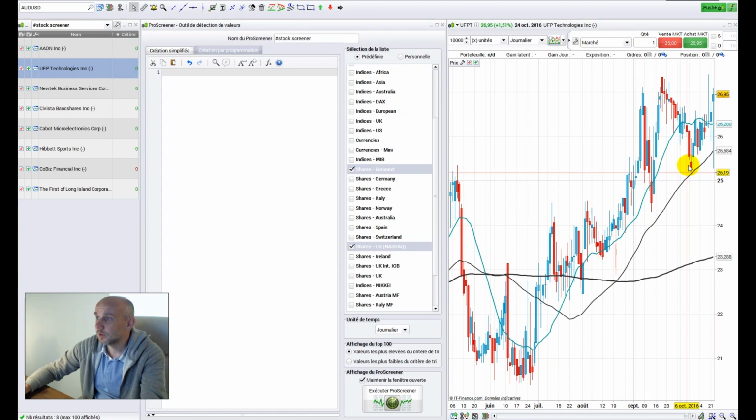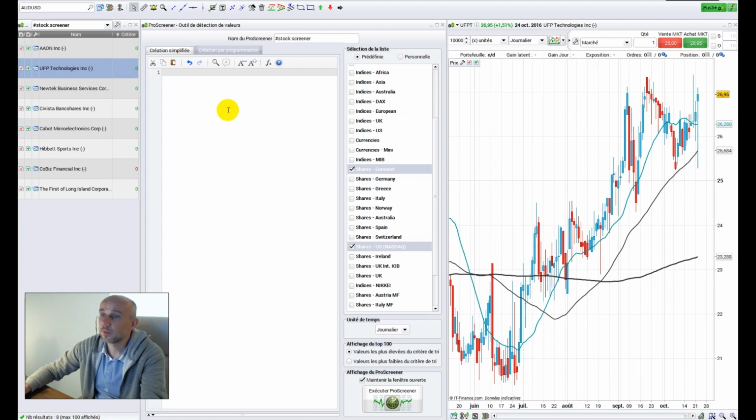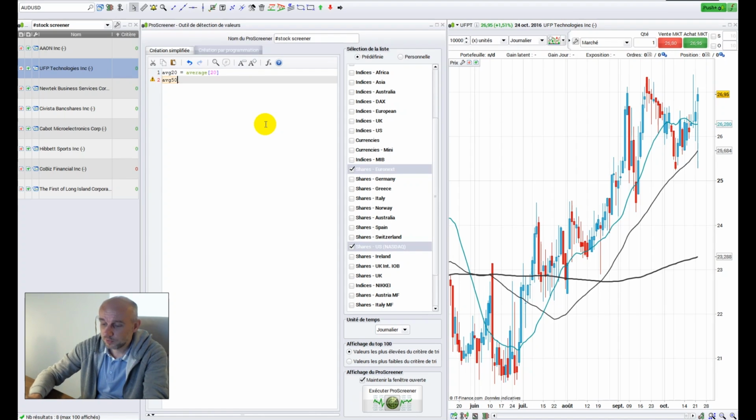We are already on the chart, so we can begin the code by defining the variables of these three moving averages. So we add the average 20 period, average 50, and average 200 period.